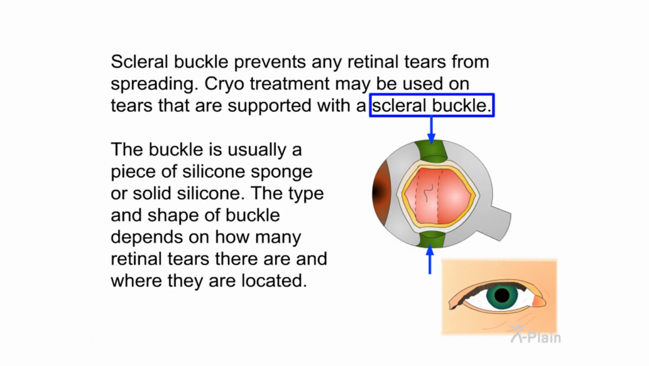Scleral buckle prevents any retinal tears from spreading. Cryotreatment may be used on tears that are supported with a scleral buckle. The buckle is usually a piece of silicone sponge or solid silicone. The type and shape of buckle depends on how many retinal tears there are and where they are located.